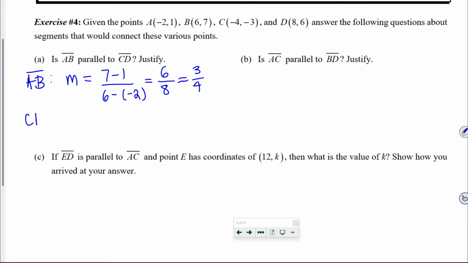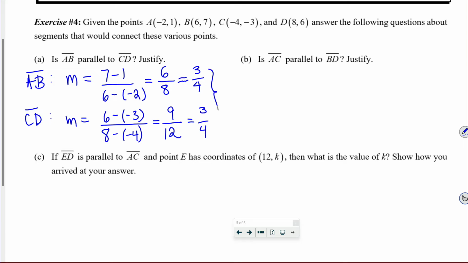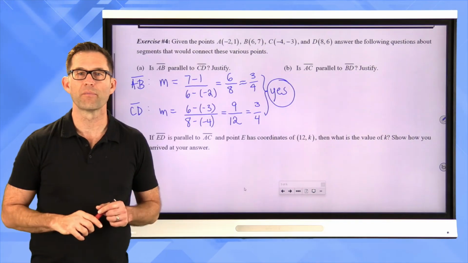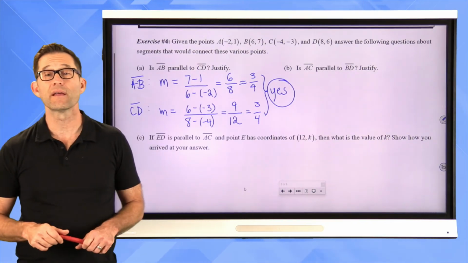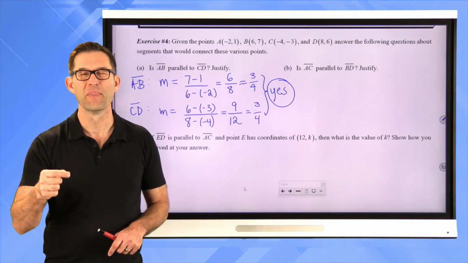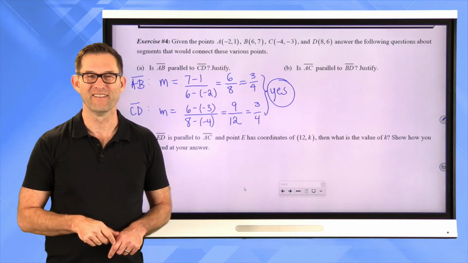Now for CD, let's take a look at that. M is going to be 6 minus -3, that's my change in y, divided by 8 minus -4. 6 minus -3 is 9, 8 minus -4 is 12, and when I reduce, that's 3/4, and so the answer is yes. Yes. They have the same slope, and therefore they're parallel. Why don't you go ahead and take a look at letter B and figure out whether segment AC is parallel to segment BD.